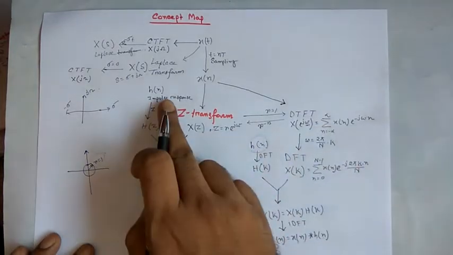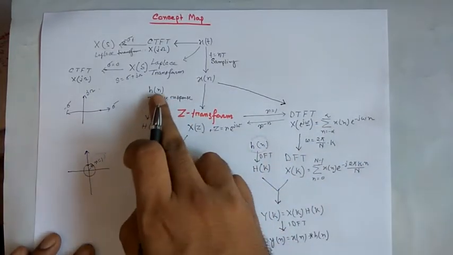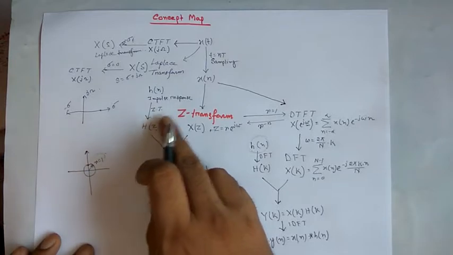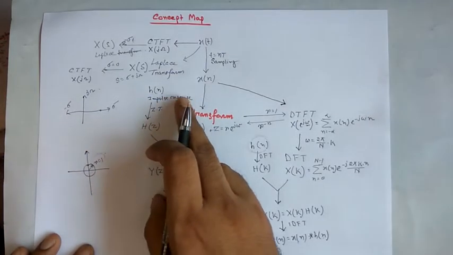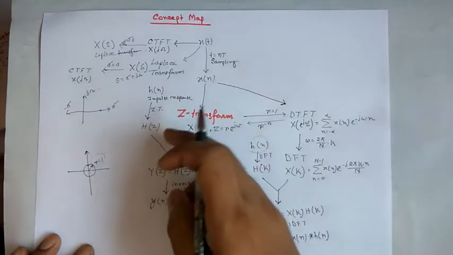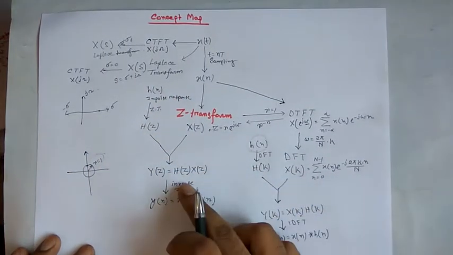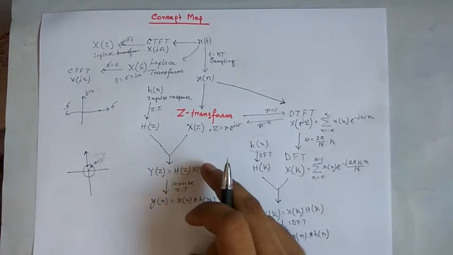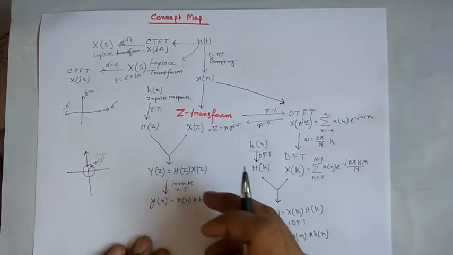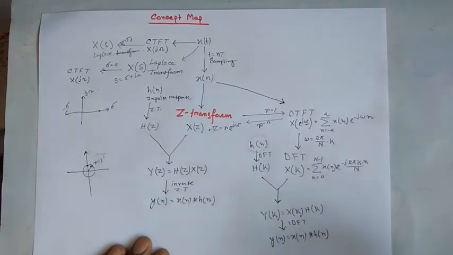So here, in a similar way, suppose we find the transform of that h[n], which is the impulse response, we will get H(z), and if we multiply H(z) with X(z), then we will get Y(z), and if we find the inverse Z transform, then we will get y[n], which is the time domain convolution.